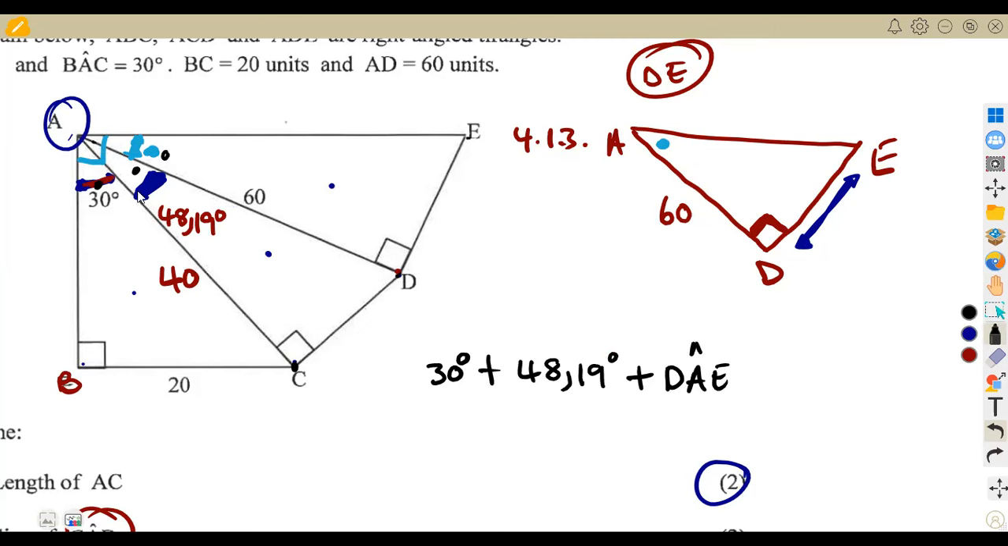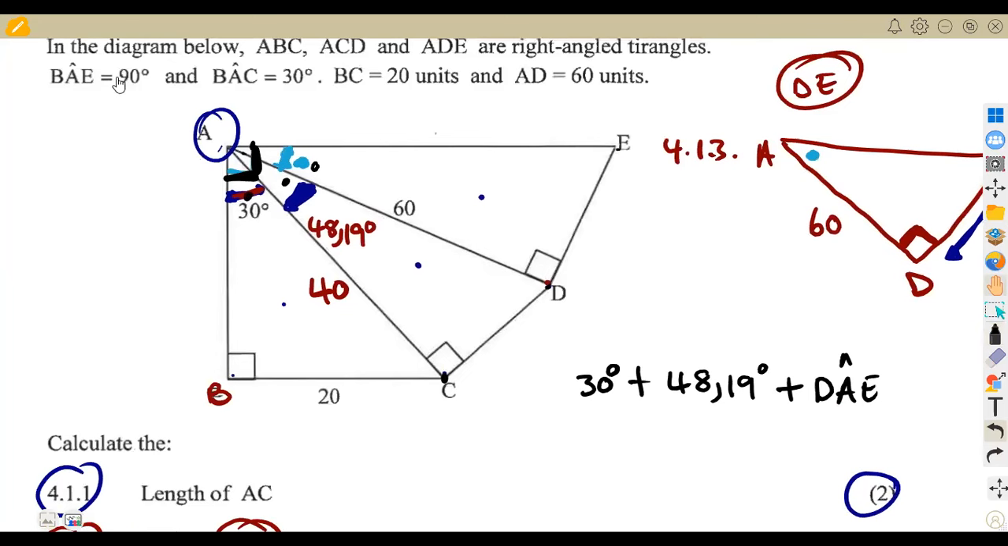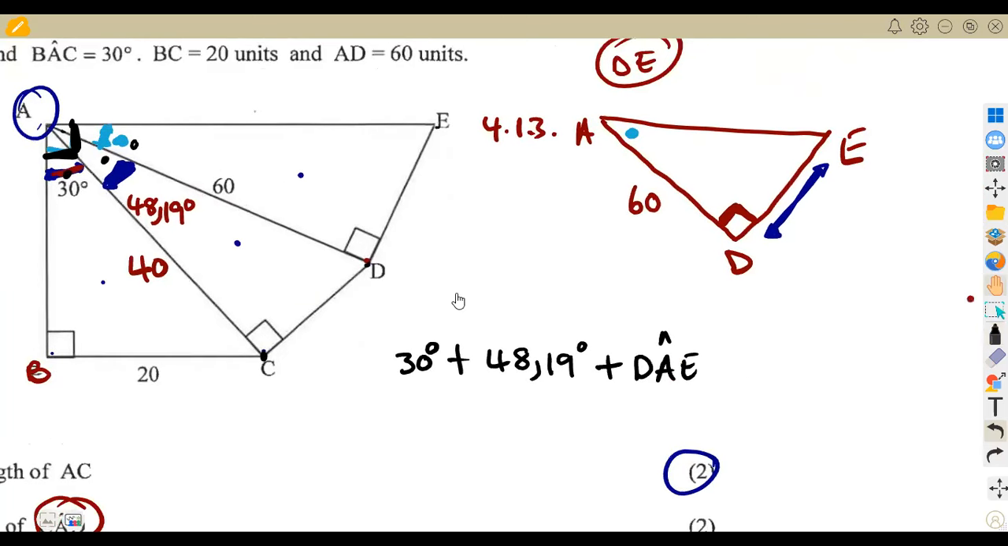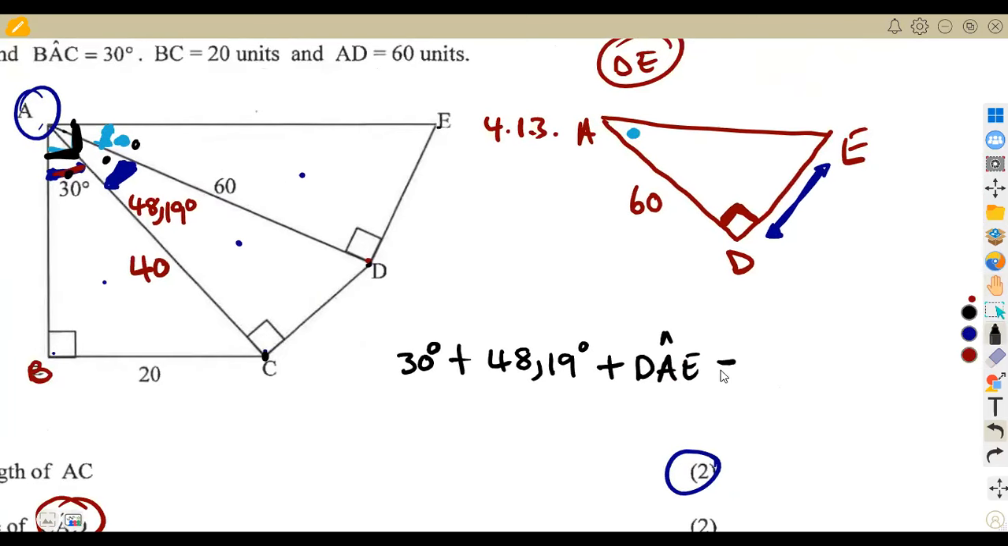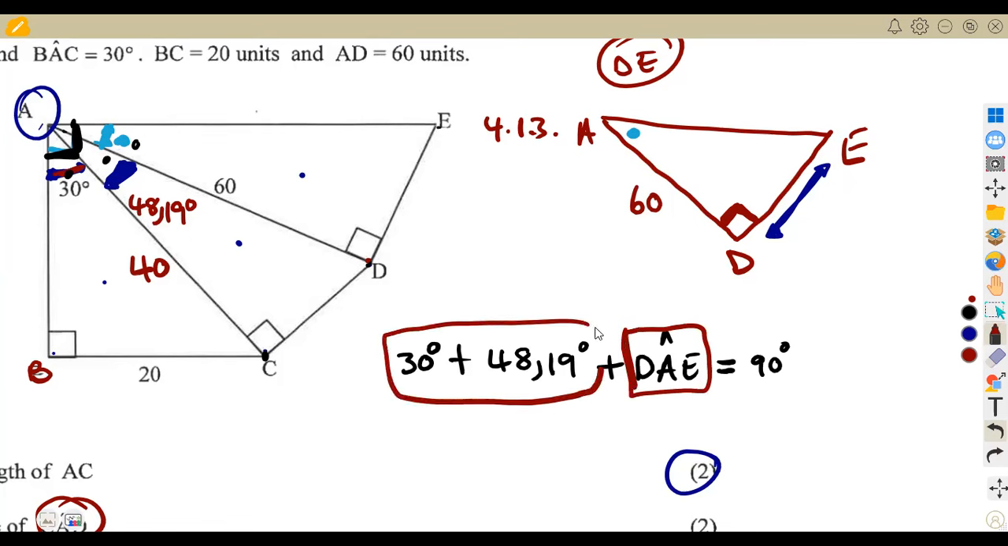If I combine these, they must give us 90 degrees because we are given that the whole of this is a right angle, which is 90 degrees. So if we add everything, it is going to give us 90 degrees. So we can calculate DAE in this case, which is this part. So what are we going to do? We are simply going to combine these two, then we subtract on the other side. All right, so let us combine and see what we are going to have from these two angles.